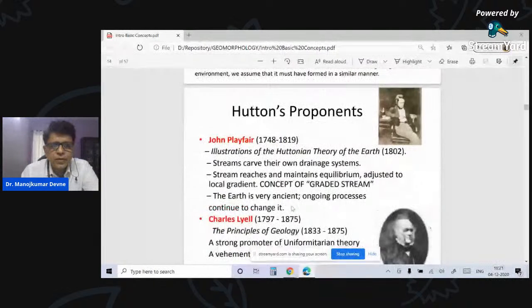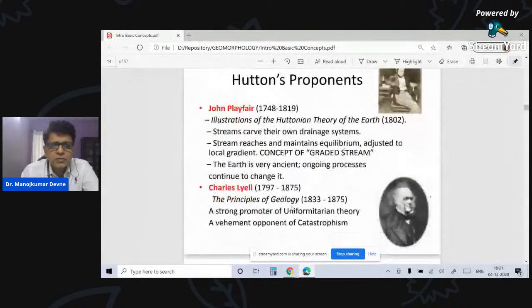Okay. Hutton's studies were followed by Playfair, okay, and Charles Lyell. Lyell was a very strong promoter of uniformitarianism, and he very categorically opposed catastrophism. Okay, and before we go further, Playfair speaks about a graded stream. It's a very interesting concept as far as river geomorphology, also called fluvial geomorphology, is concerned, how the stream tries to grade the relief and so on and so forth.